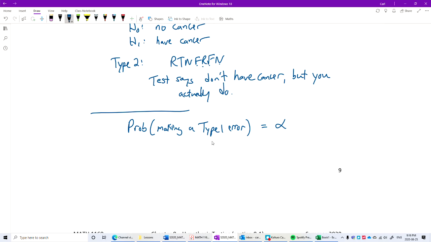And remember, we had a word for 1 minus alpha. That was called the confidence level. Alpha itself is called the significance level. 1 minus alpha is called the confidence level. We also defined the probability of making a type 2 error.